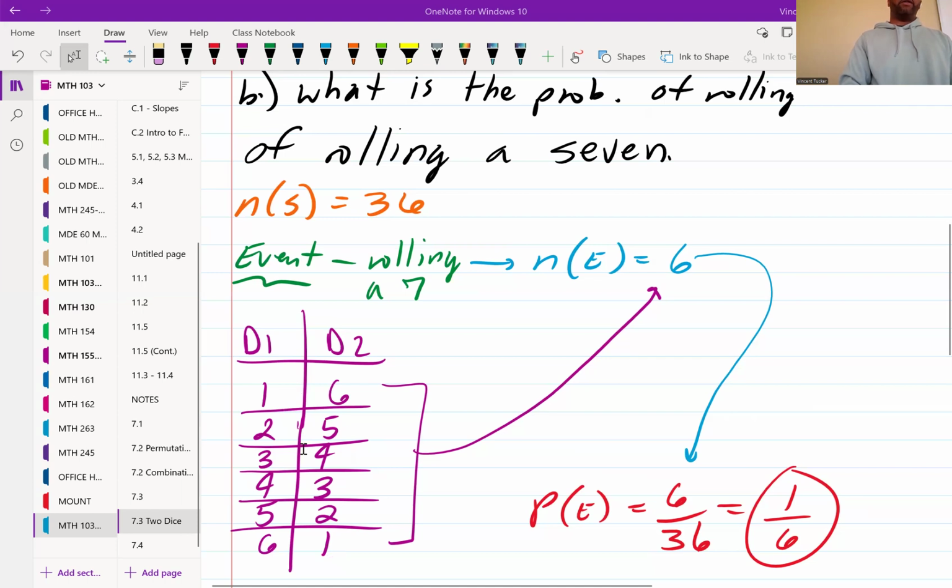These are all of the outcomes for when we roll two dice and they add up to 7. So notice we have 6 outcomes that will give us 7. So that's the number of my event. Now that I have the number of my event and the number of my sample space, I can place that 6 over the 36, and that reduces down to 1 over 6. So I have a 1 out of 6 chance of rolling a 7.